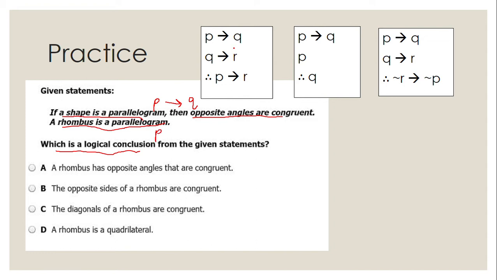So if we look at our little cheat sheet up here in these boxes with the laws, which one looks like the setup that we have? P goes to Q, and then P. That, to me, looks like this one right here, the law of detachment. And our conclusion in the law of detachment should be just Q. So if I look back at my example and see what was Q, Q says opposite angles are congruent. So I need to look for the answer choice that talks about opposite angles are congruent. And hey, check that out. Answer A says a rhombus has opposite angles that are congruent. So that is my correct answer.